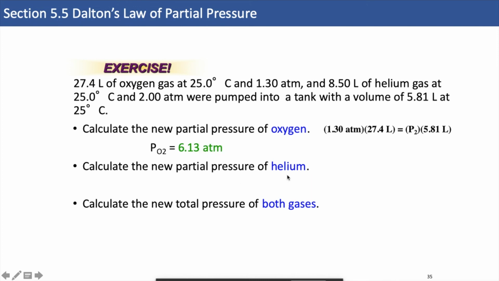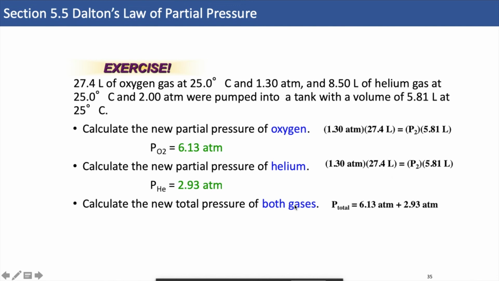Okay, what about helium? Let's do that. Same exact process, right? 1.3, 2, 8.5, I mean. And then I've got my new volume for the tank, which is 5.81. And then again, when I look at that, what do I get? I get 2.93 atmospheres.